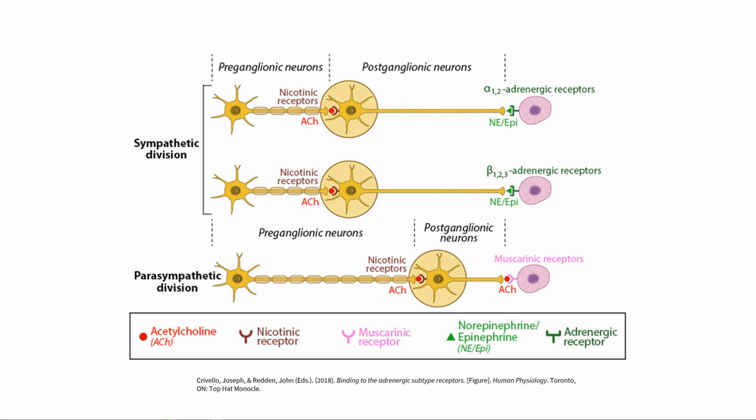Over here is a picture summarizing, again, the sympathetic and parasympathetic divisions. You can see in the middle, the chemical synapses utilize acetylcholine. Over here, you have the two classes of adrenergic receptors, the alpha-1 and alpha-2, that can bind norepinephrine and epinephrine. And then we also have the beta-1, beta-2, and beta-3 receptors that can bind norepinephrine and epinephrine.